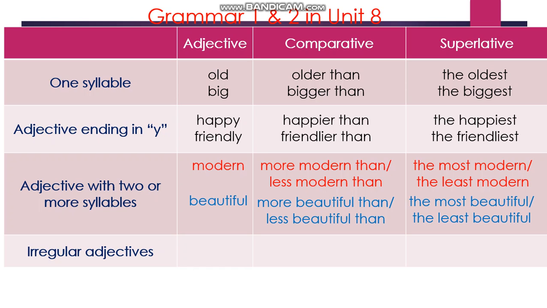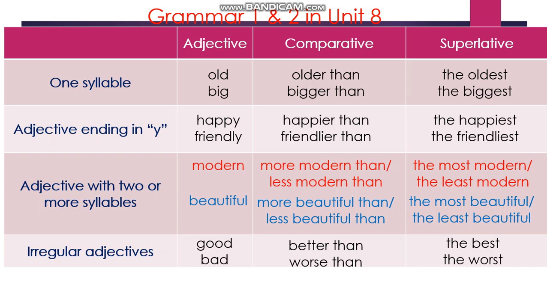Do you remember irregular adjectives? Yes, we have two adjectives, good and bad. So, comparative with good, we use better than, and worse than for bad. And superlative, we can say the best for good and the worst for bad.